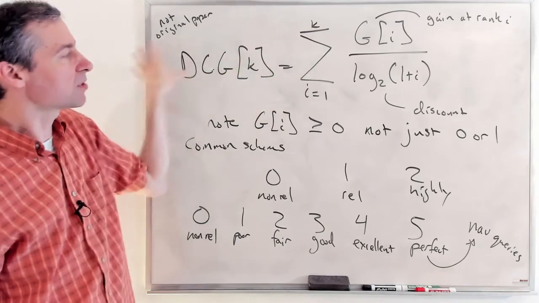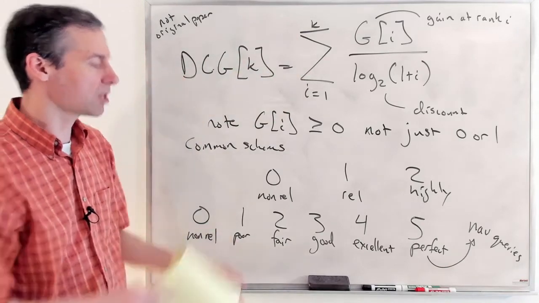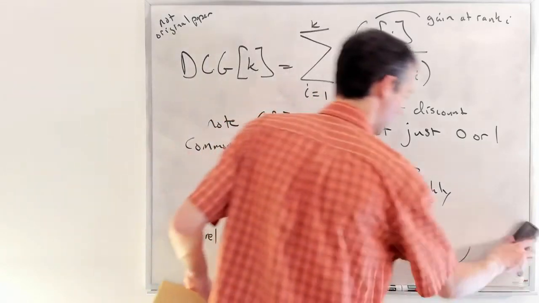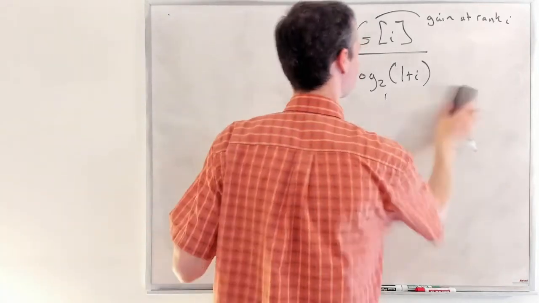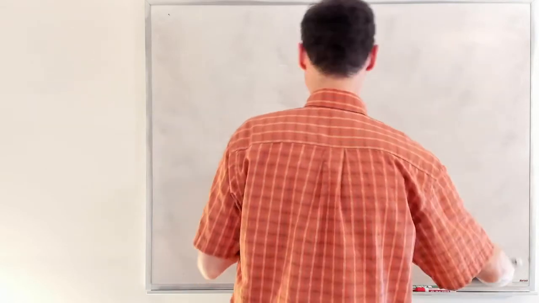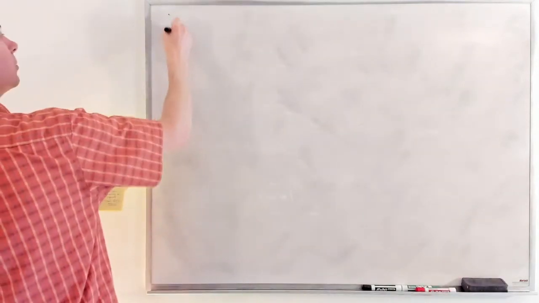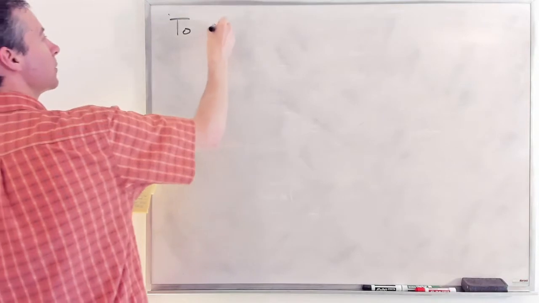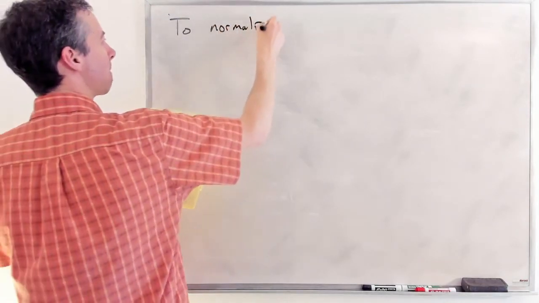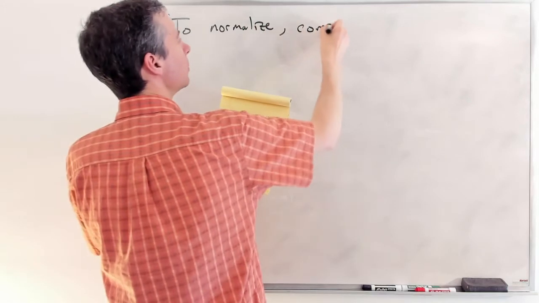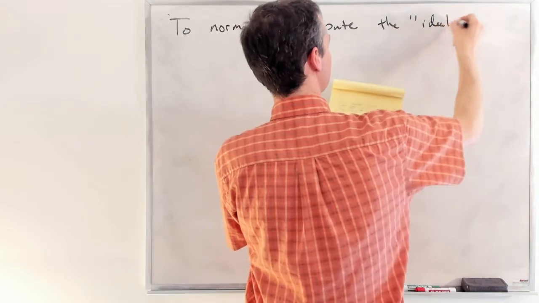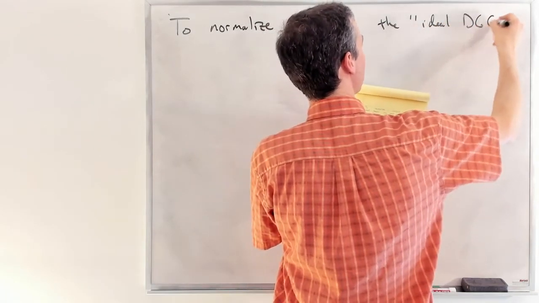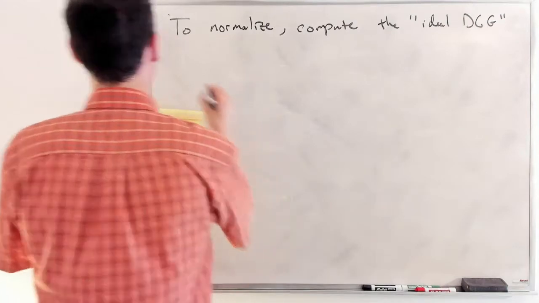We're missing our normalization here. How do we get to our normalization of this measure? All right, we're going to go and solve it as follows. And this is something that students get a little confused on, so let's spend some time on it. All right, so what we do to normalize is compute what is known as the ideal DCG. So what's sort of the best DCG that we could get?